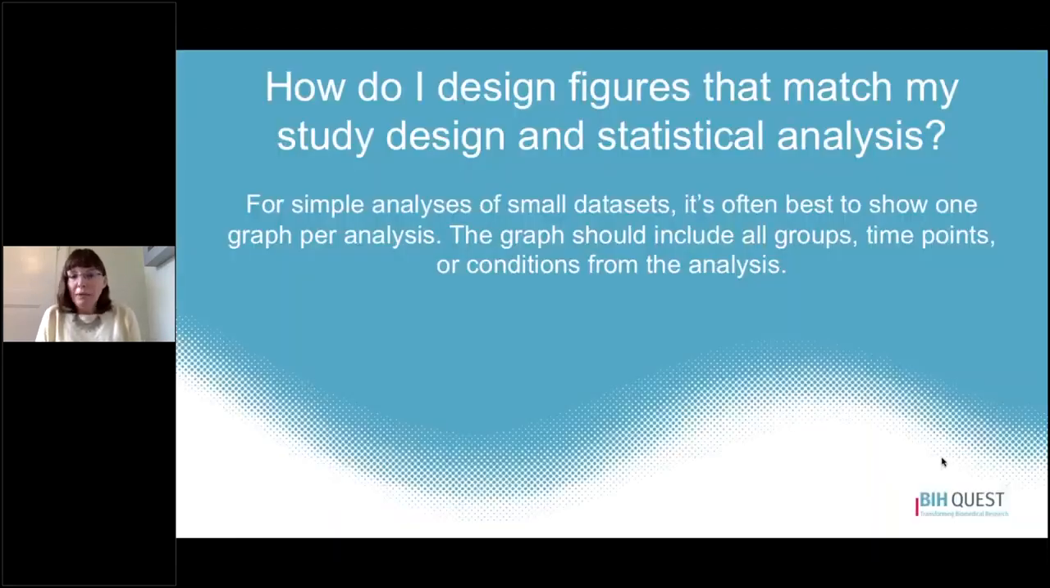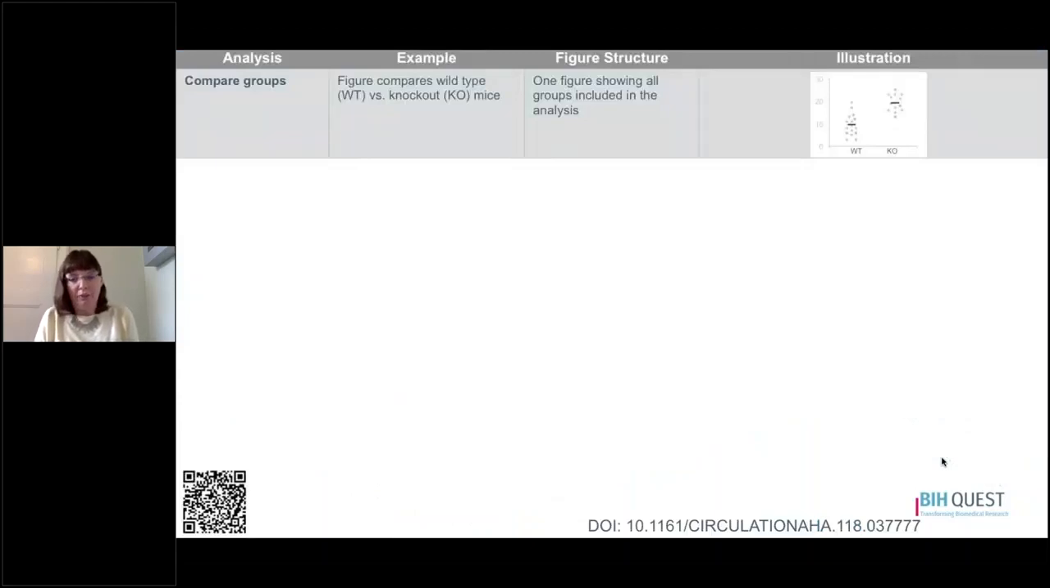Okay, so how do I design figures that match my study design and statistical analyses? Well, for simple analyses of small data sets, it's often best to show one graph per analysis, and the graphs should include all groups or conditions from the analysis in the way that they were handled in that analysis. Let's take a look at some examples.